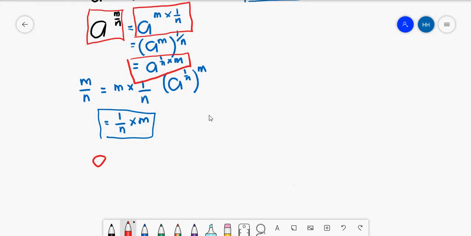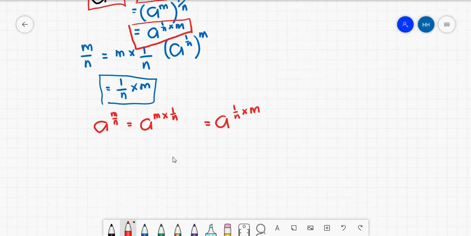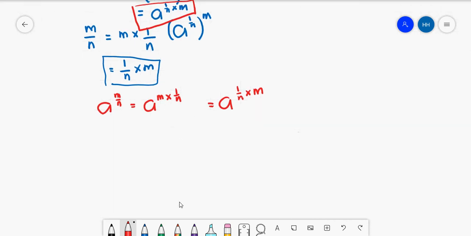So a to the power of m over n is equal to a to the power of m times 1 over n, and it can also be written as a to the power of 1 over n times m. And then from here we can write it like this, like we discussed just now, 1 over n, and then for this one we can write it like this, to the power of m.